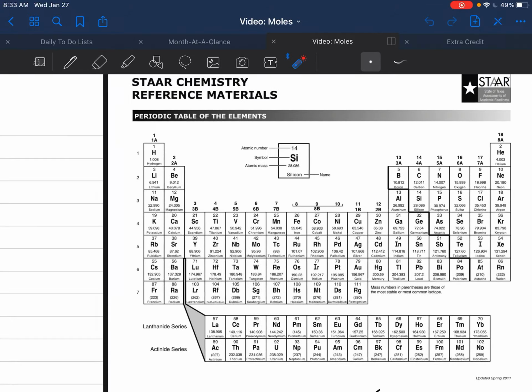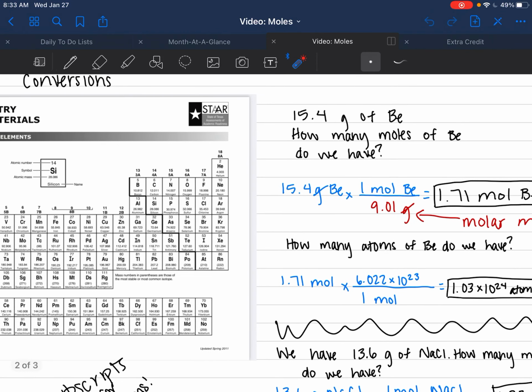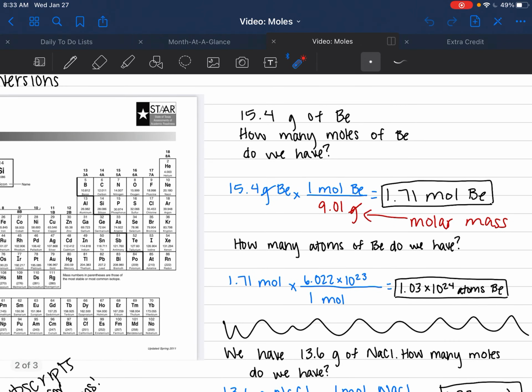So if we want to figure out how many grams are in a mole, we just look at that number, and it is 9.012 grams per mole. So we put this right here, so we cancel out grams, and we're left with moles. When we plug that into our calculator, we get that we have 1.71 moles of beryllium. So using that, now we can take our 1.71 and figure out how many atoms of beryllium we have.